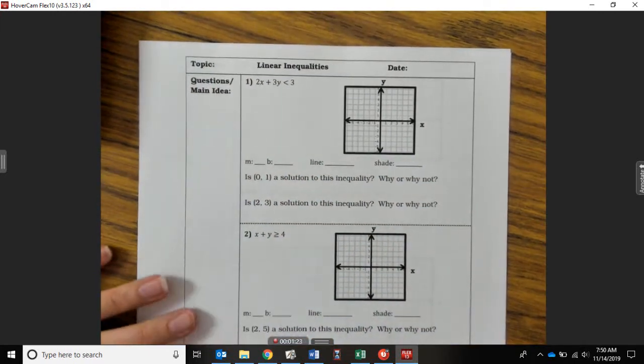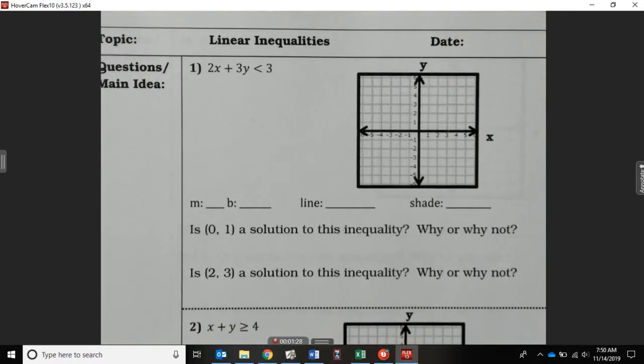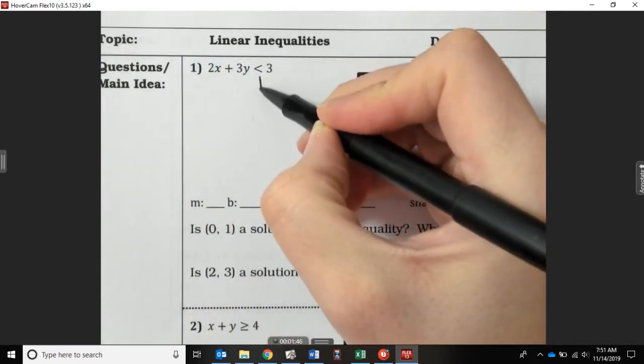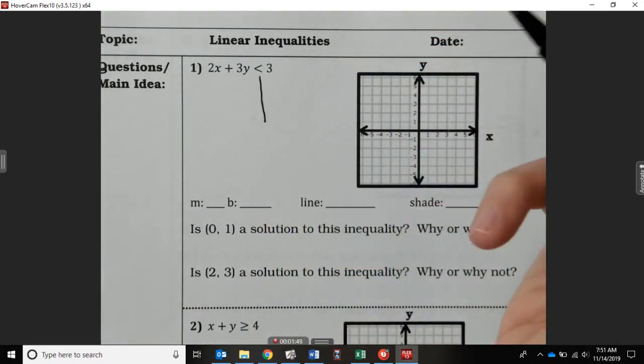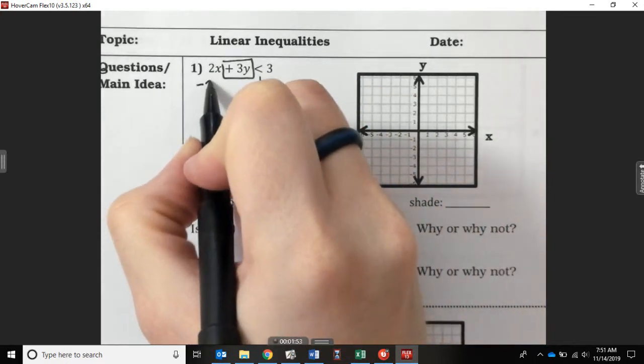All right. However, with all of that being said, you cannot say the line is solid or dotted or shaded above or below without solving it for y. So all of those things that I just showed you only apply if the inequality says y is and then a symbol. And so right now my inequality does not say that, so we're going to solve the inequality for y. So brick wall, box in the 3y, and then we minus 2x on both sides.